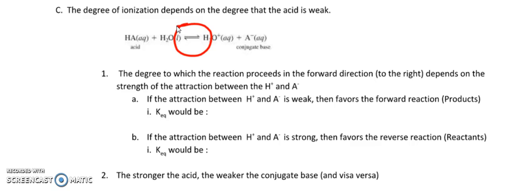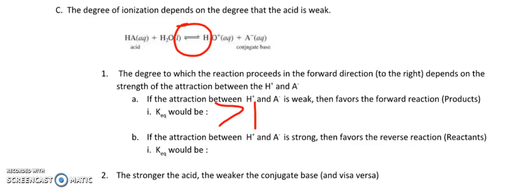So what does this say over here? The degree to which the reaction proceeds in the forward direction to the right depends on the strength of the attraction between the H plus and the A minus. If the attraction of the H plus and the A minus is weak, it favors the forward reaction. So you're going to make more products. So what would K equilibrium be? If you said the K equilibrium is greater than 1, you're right, just like what we did earlier.